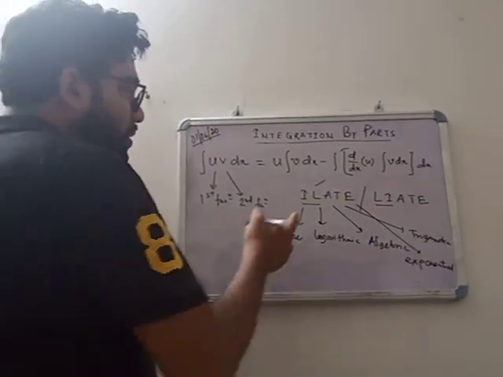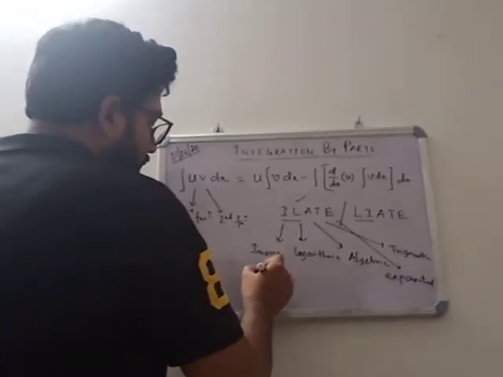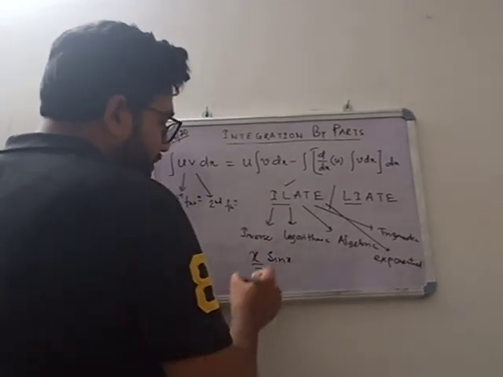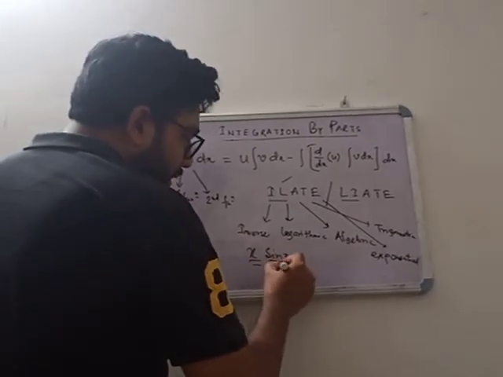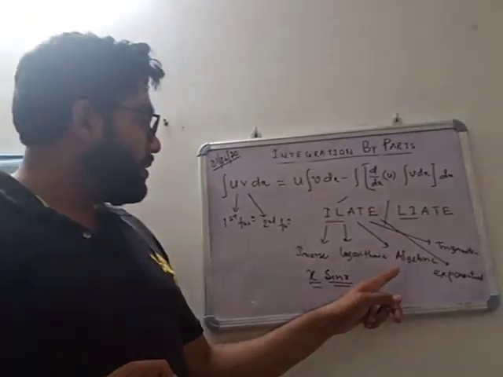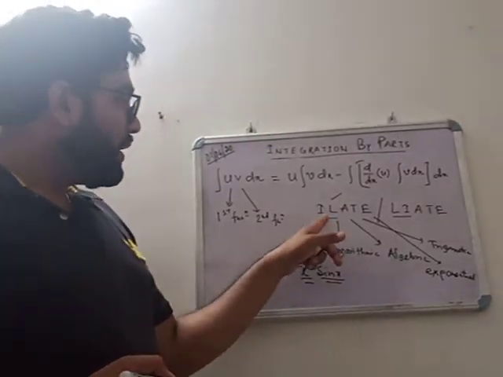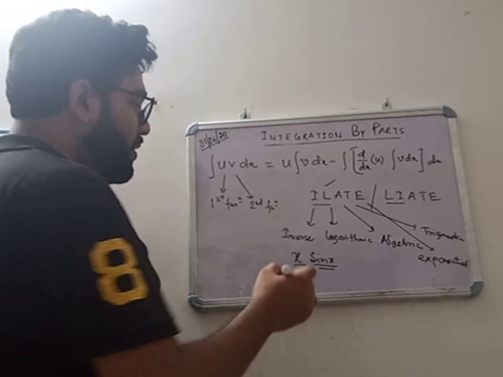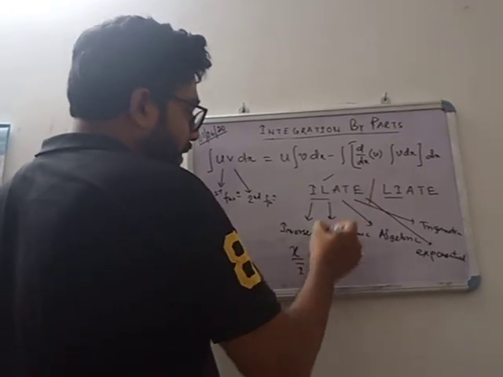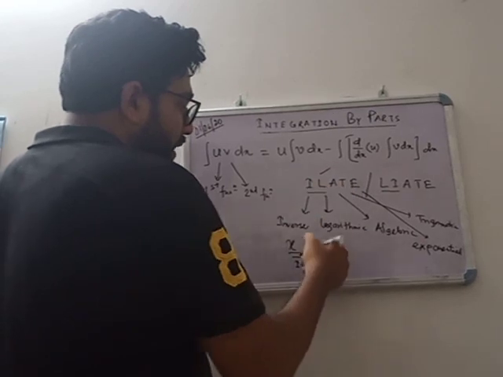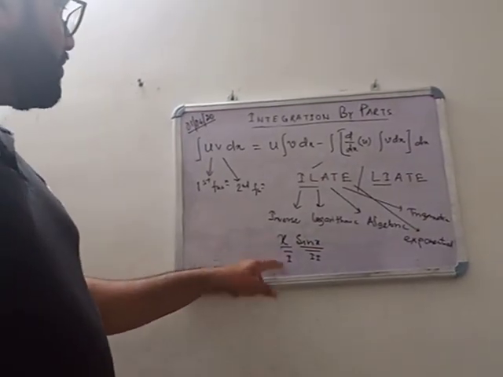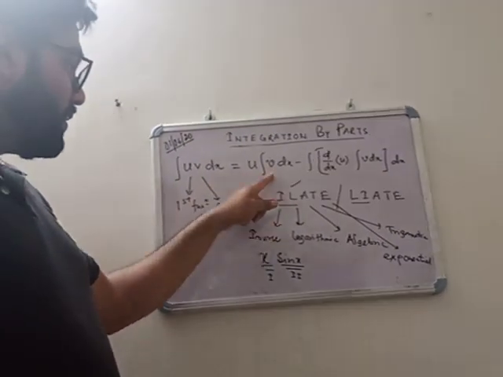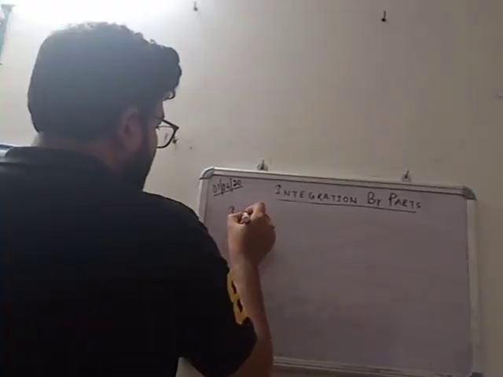Now, for example, x sin x. Here x is algebraic and sin x is trigonometric. So in the form ILATE, A comes first, so x is the first function and T means sin x, so this is the second function. So in the position of u we have to put x and in the position of v we have to write sin x. Pause the video, note it down.